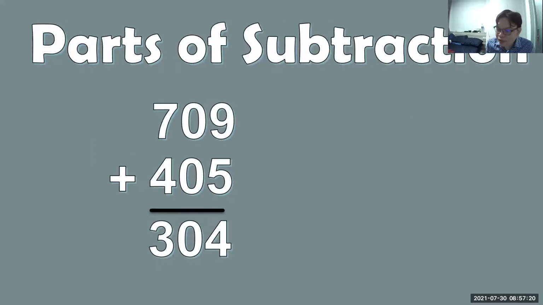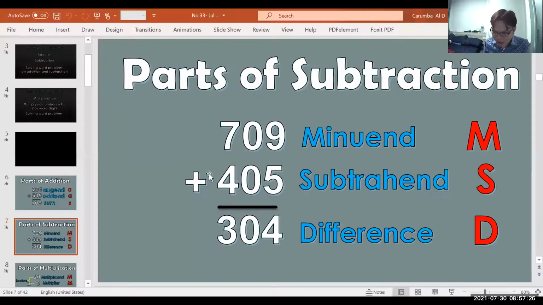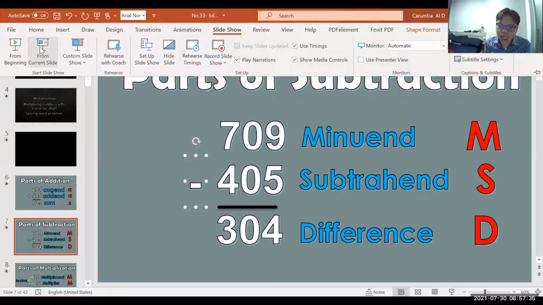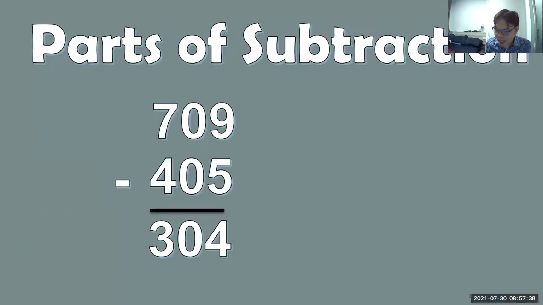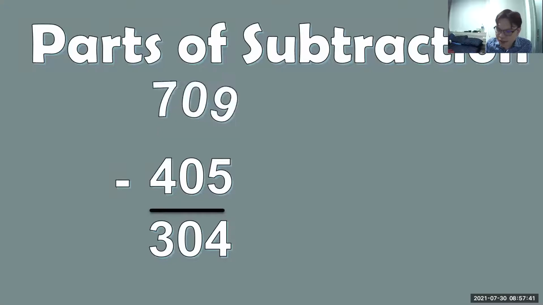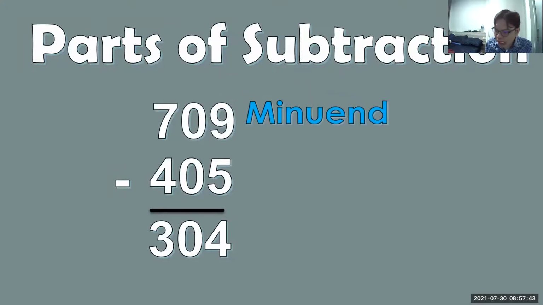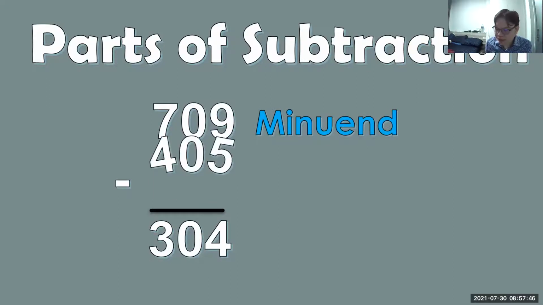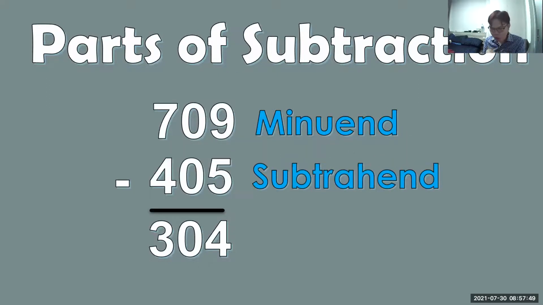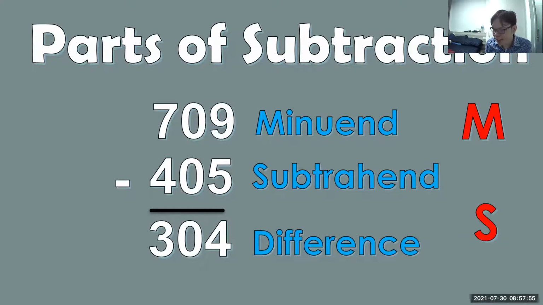Now, what are the parts of your subtraction again? Okay, so this one is not correct. Let me change this one to minus. Now, there you go. What are the parts of your subtraction again? If we have 709 minus 405, what is 709? We call it minuend. 405, subtrahend. And 304, we call it difference. That is MSD. So remember AAS, MSD: minuend, subtrahend, difference.